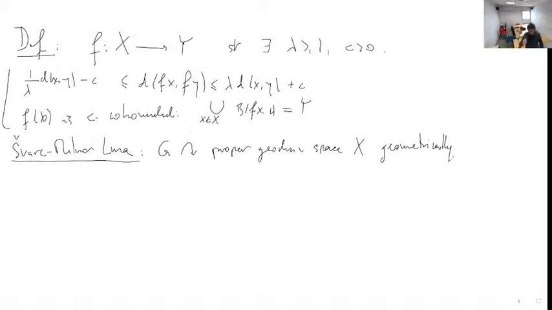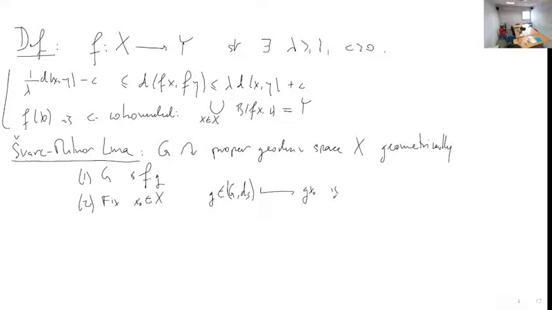In that case, we can conclude that one, G is finitely generated, and two, the evaluation map is a quasi-isometry. So if you fix a base point x0 in your space X, the map which to an element g of G, with respect to a word distance, associates the image of x0 under g, is a quasi-isometry.